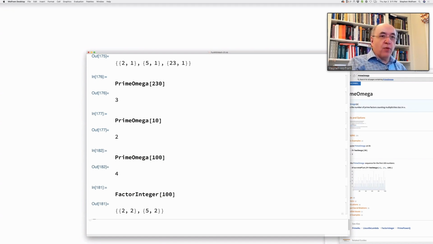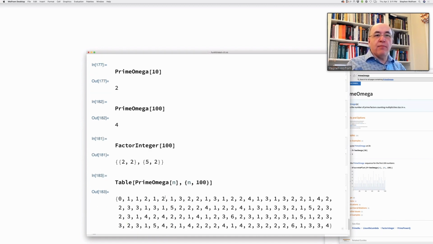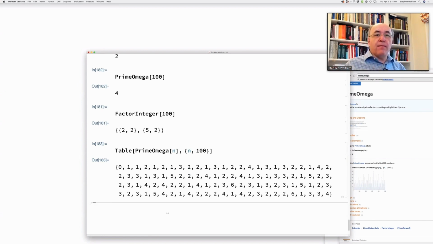Now let's work out what this prime omega quantity gives us for all the different numbers, say the numbers from 1 to 100. How many primes do we have to multiply together to get each number? First question: what are the ones here? The ones are exactly the prime numbers, because those are the numbers where the number of primes you have to multiply together is just 1. We're just putting in the prime number that comes out.